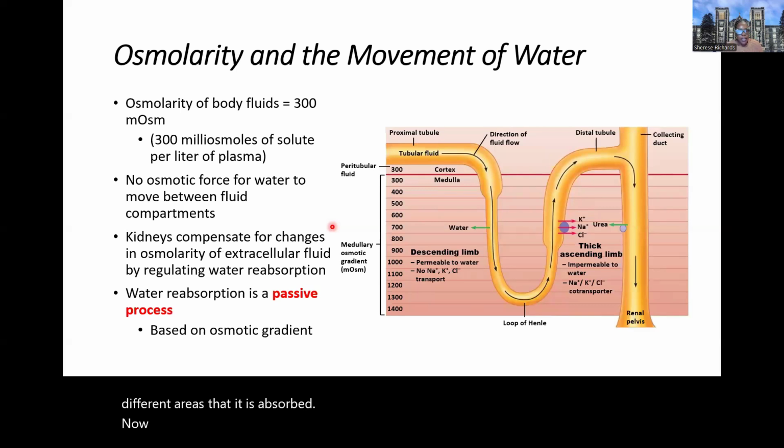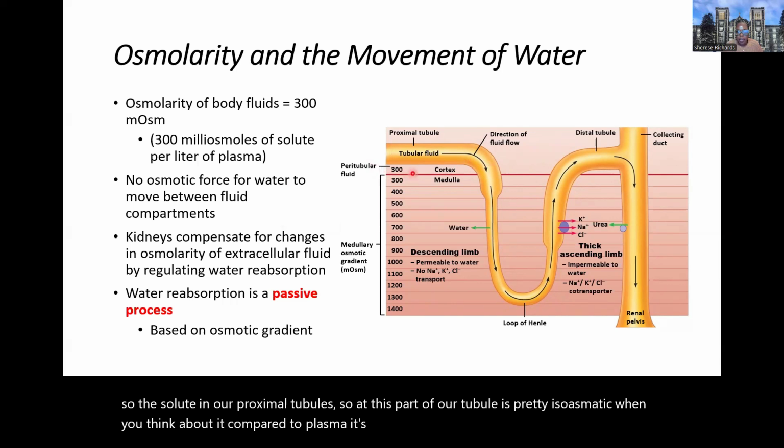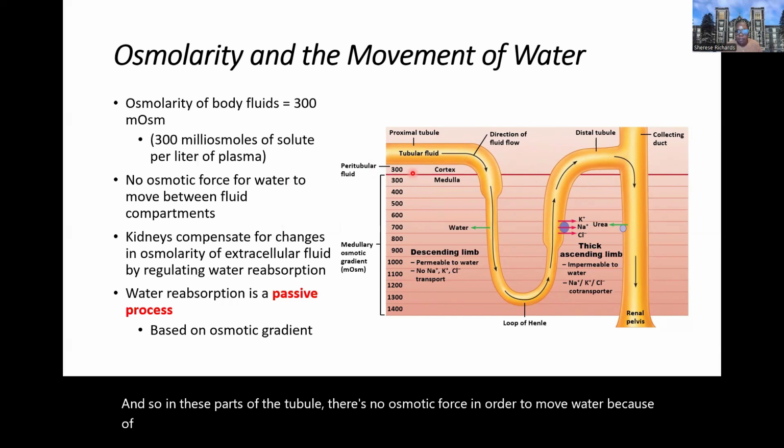Now, in terms of thinking about the osmolarity of body fluids, it's about 300 milliosmoles. And so the solute in our proximal tubule, at this part of our tubule, is pretty isoosmotic when you think about it compared to plasma. It's about 300 milliosmoles, and it's going to be comparable to the osmolarity of our plasma. And so in these parts of the tubule, there's no osmotic force in order to move water because of the isoosmotic state, right? There's no gradient, so there's no flow.